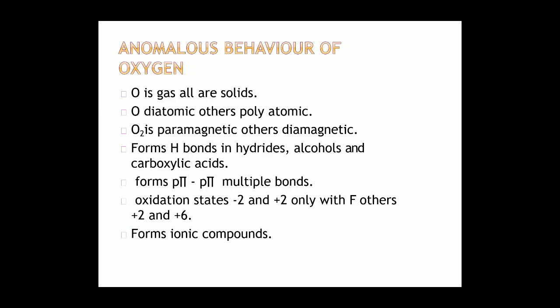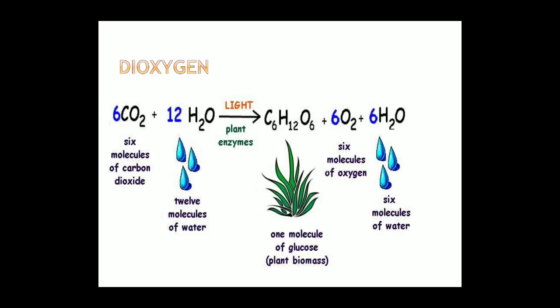How can we make out the magnetic property, which element shows which property? On the basis of their filled orbitals, we can make out which is paramagnetic and which is diamagnetic. Oxygen forms hydrogen bonds in hydrides, alcohols and carboxylic acids because of its electronegativity. It forms p-pi multiple bonds. Oxidation state varies from -2 and +2 with fluorine, others show +2 and +6, and they make ionic compounds.